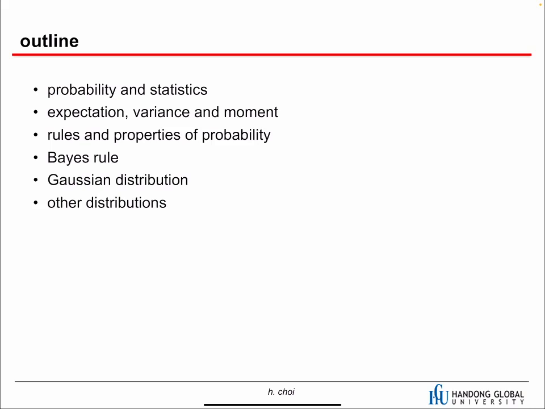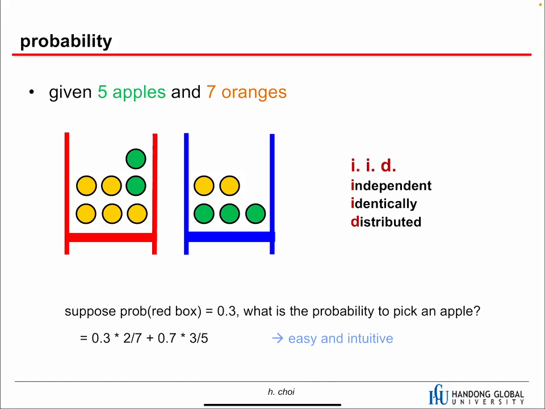So we'll talk about some basic stuff about probability and statistics, and we'll talk about some equations to calculate the expectation and variance and moment. And we'll talk about some rules and the properties of probability. Next, we'll talk about Bayes rules, which is really important, and the Gaussian distribution, and some other distributions too.